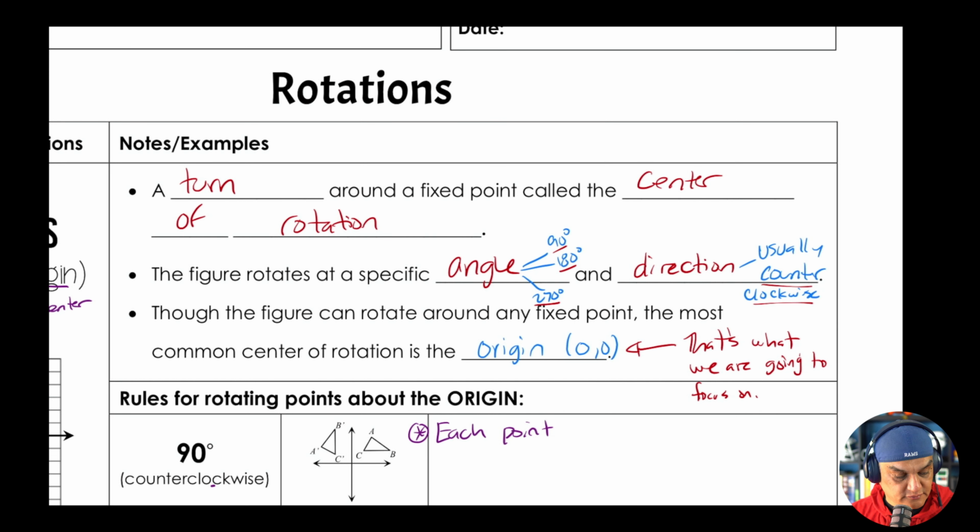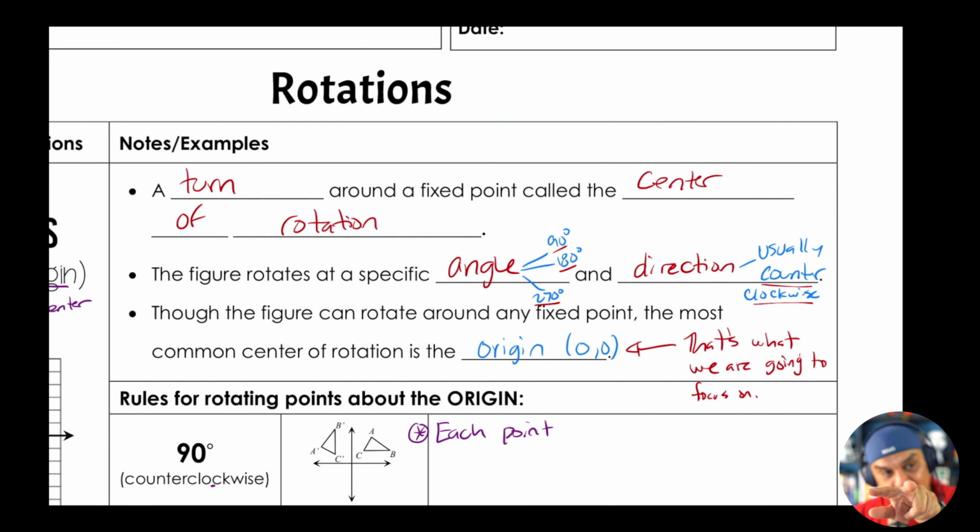Okay, so that top part, I'm sorry. Yes, I did skip over it because I thought we went over it, but we didn't. That's just a little definition of what we're doing. A rotation is called a turn. Remember, translation was called the slide. A reflection was called a flip. A rotation is called a turn, like you're turning a knob. Okay, so that's the definition.